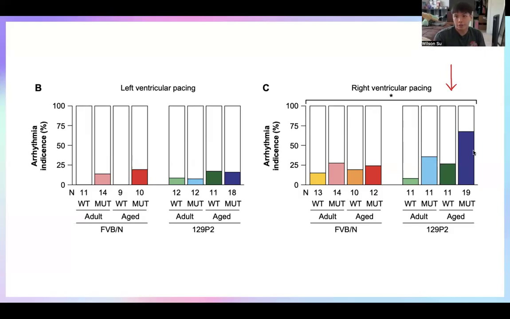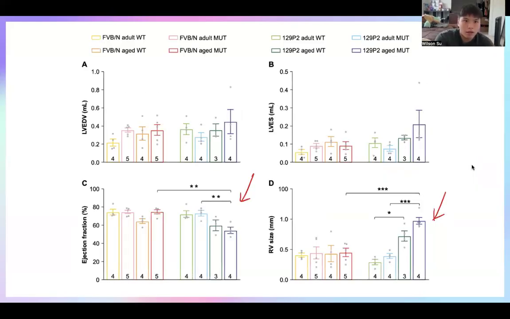I had a red arrow right here because you can see a big difference between the strains as there's an increase in the mutants, but especially in the aged mutants on the 129P2 strain. And then over here is the ejection fraction. That's basically how efficient your heart pumps out blood. The 129P2 mutant strain is very obviously not as efficient as the wild type, and there's not much of a difference here.